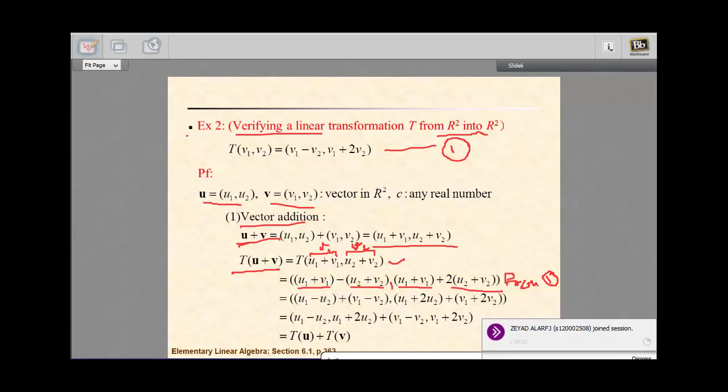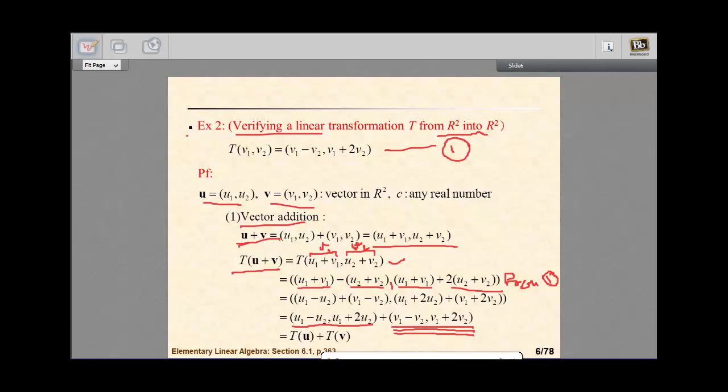So now we will separate the u term and v term. We separate the u terms, u1 minus u2, u1 plus 2u2, and separate the v terms separately. Now just see this. What can we write in place of this v1 minus v2, comma v1 plus 2v2? So just compare this with equation number 1.